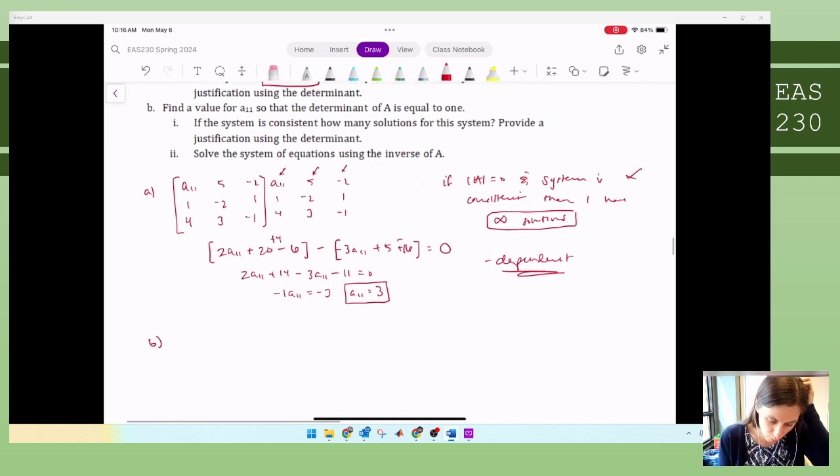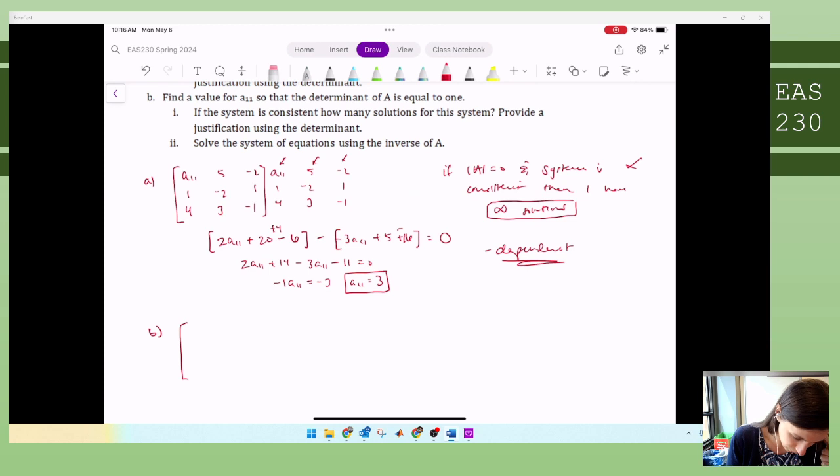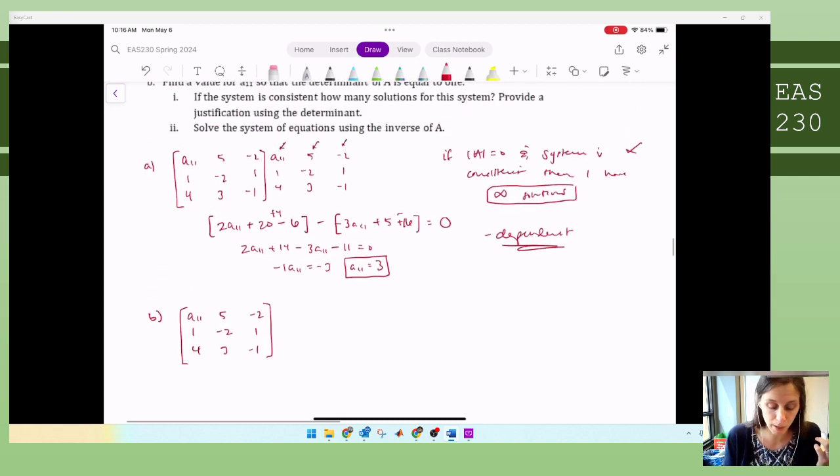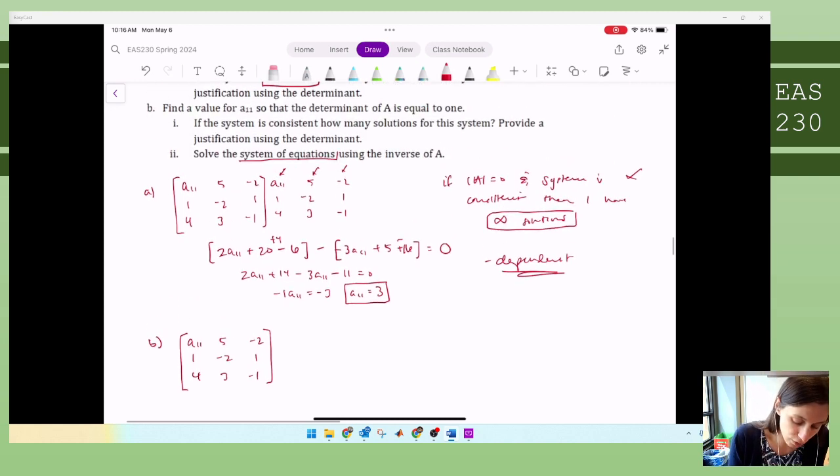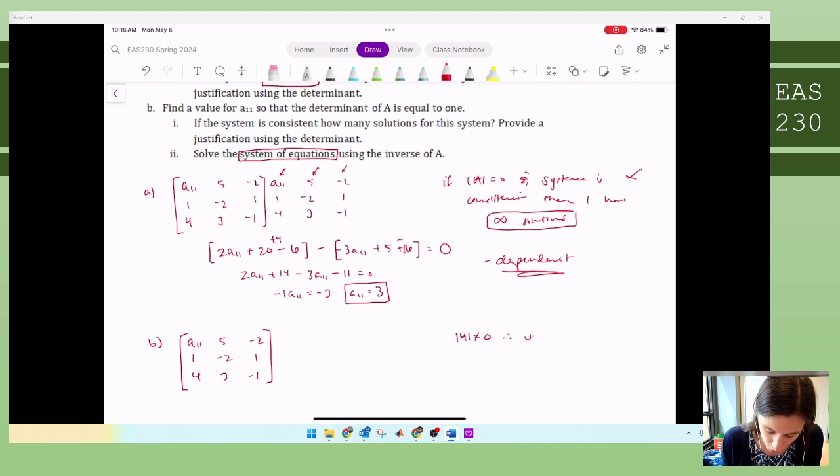B, find a value of A11 so the determinant of A is equal to 1. Negative 2, 1, negative 2, 1, 4, 3, negative 1. Okay, so now I need the determinant of A to be equal to 1. I'm going to use cofactor expansion because I'm going to have to solve the system of equations. Note, my determinant is not equal to 0. Therefore, I have one unique solution. My vectors are independent. All these things I can conclude knowing that my determinant is not equal to 0.